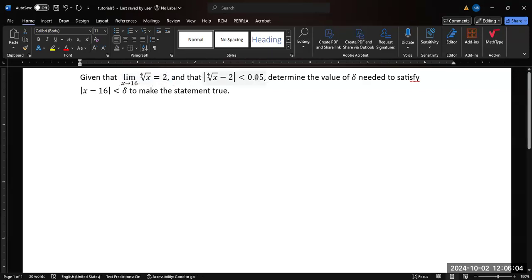And we are given how close we are in y to that value. So we have a y value, a function value, that is within 0.05 of that function value. Again, this is in the y direction. And what we want to determine is how close do we need to be in x? So how far away is delta? How big, how far can we be from 16 in order to satisfy this statement on both sides?